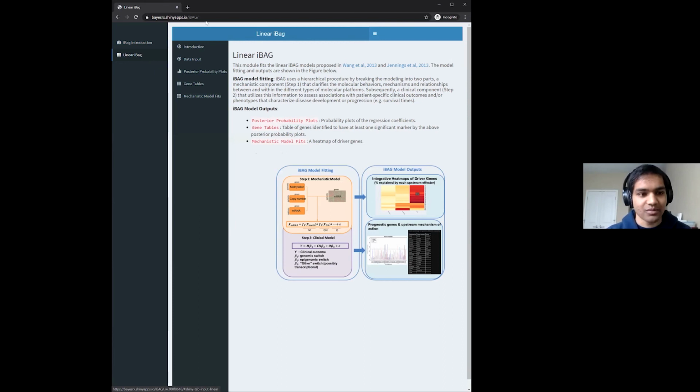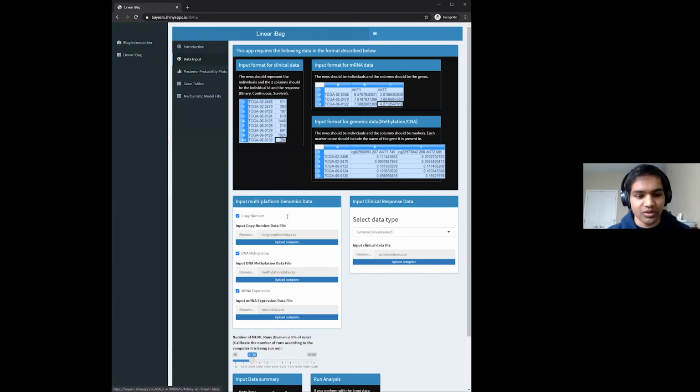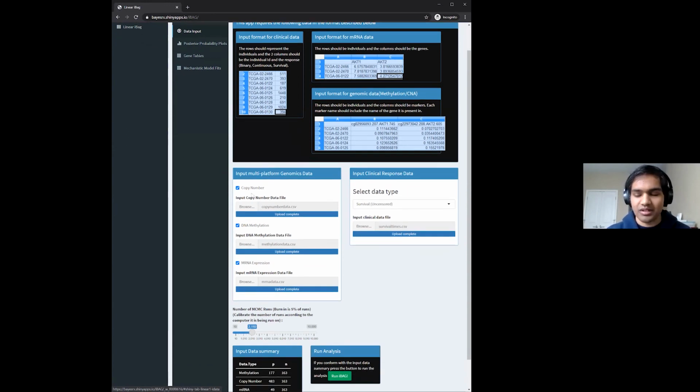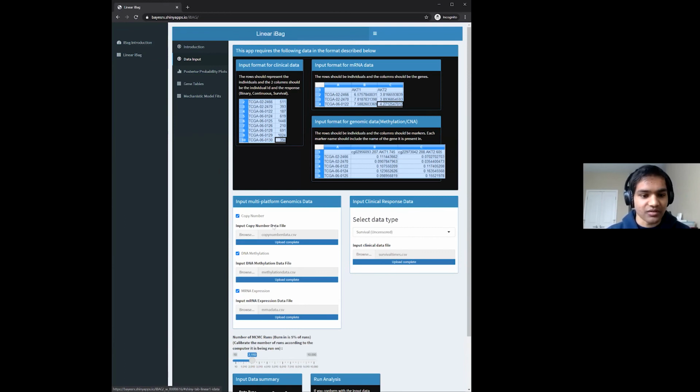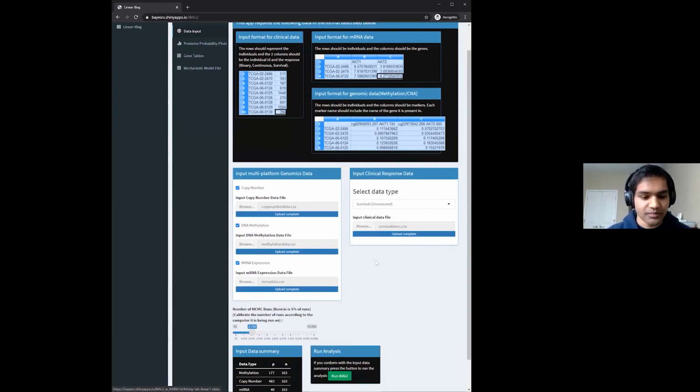So this is our Shiny application, and you can access it and input your own data. We have a data input page where we take in CSV files for copy number variant data, methylation data, and mRNA expression data. This is used to build the mechanistic model, and then you can also input clinical response. I've already inputted a bunch of data to speed up the process. The data I've inputted is a glioblastoma data set, so genes associated with glioblastoma and survival times of cases of glioblastoma.